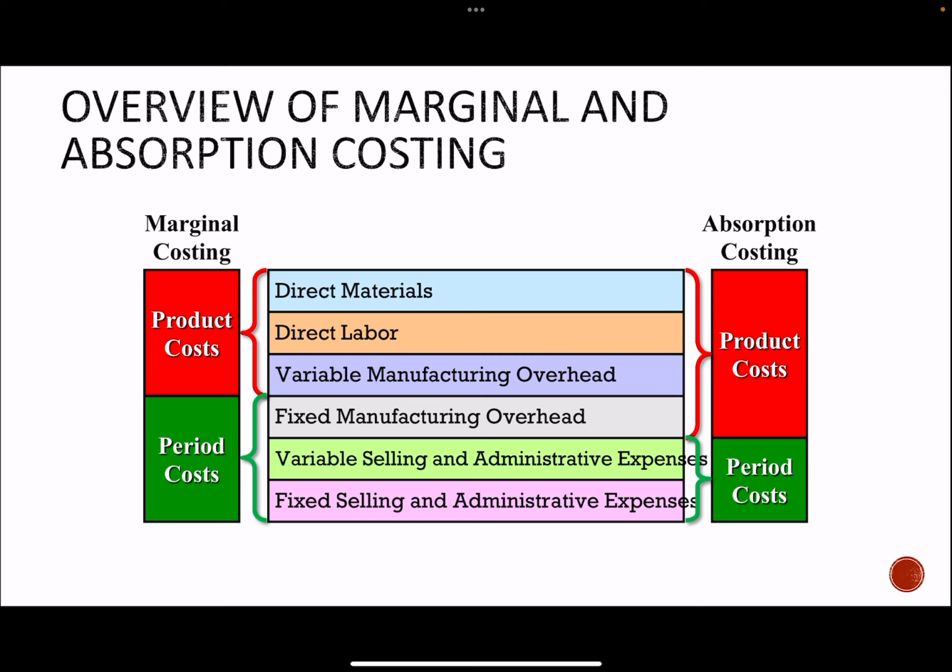Why do we use marginal costing? Usually, management accountants use variable costing to make short-term decisions such as make or buy, which we're going to discuss next lecture. In these short-term decisions, we care about the contribution margin of the product. If I increase my production by 1 unit, how much is the contribution margin? How much is it going to add to my profit? In marginal costing as well, the fixed manufacturing overhead and selling and administrative would be considered as a period cost.